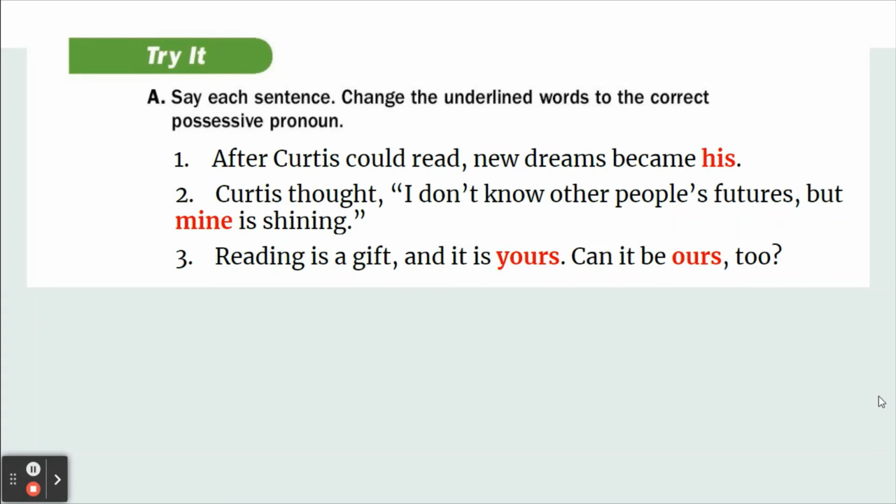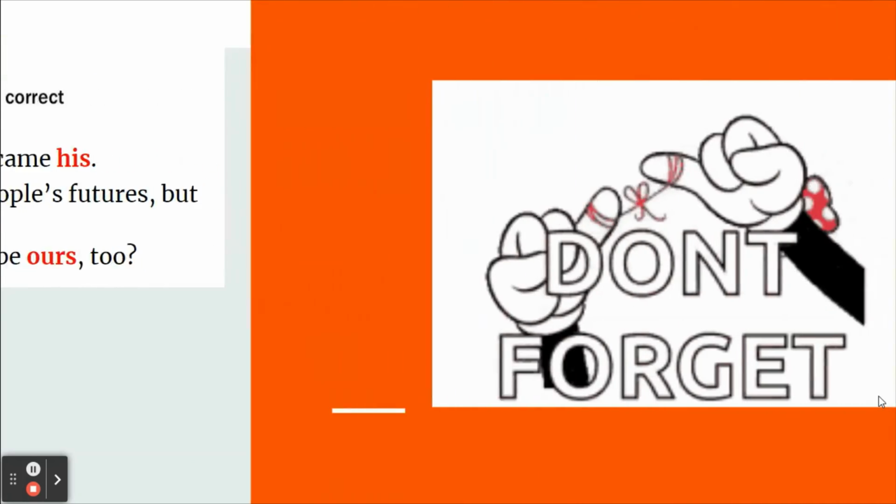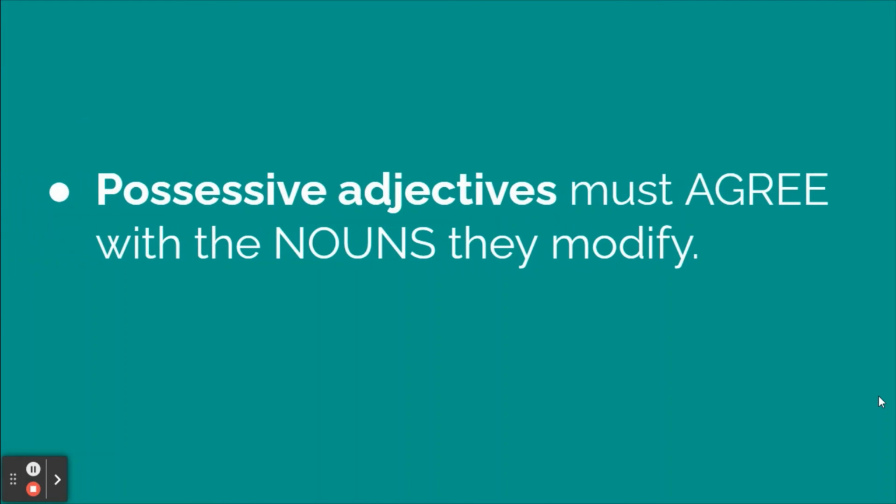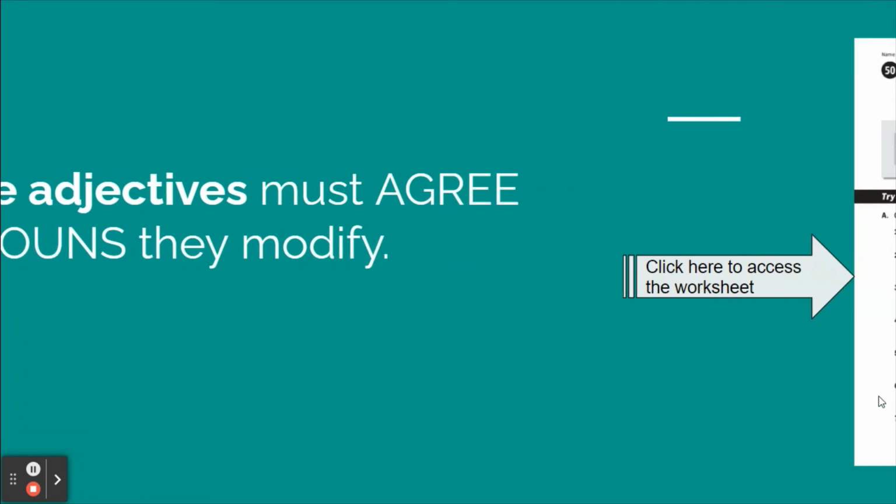Okay, that's it. So remember, once again, I just want to make sure that you do not forget that, here we go. Possessive adjectives must agree with the nouns they modify. That's number one. So if he has a book, his book. Okay. We have a book, our book. Okay. And number one. Okay.